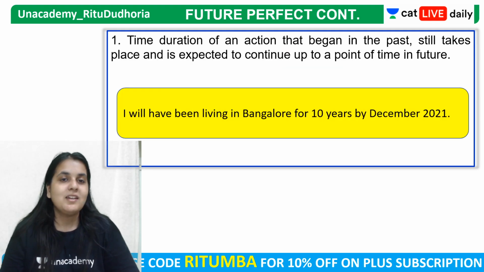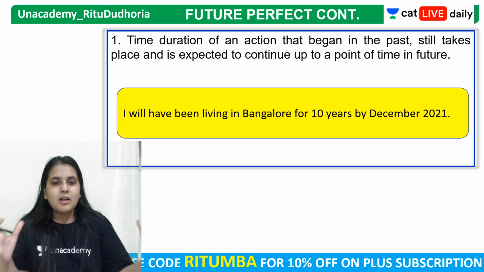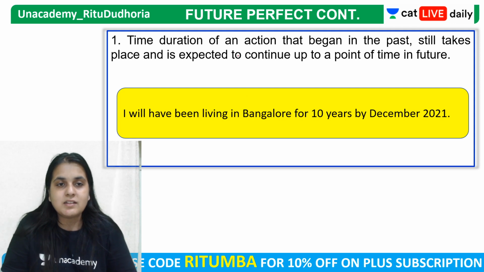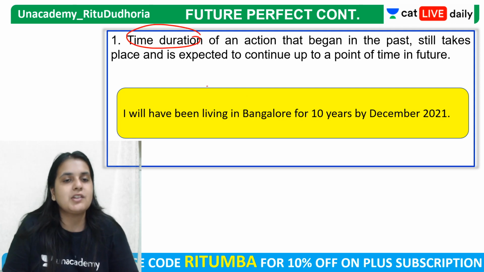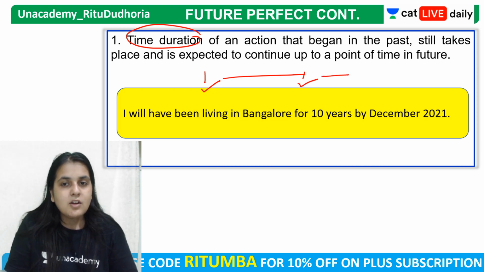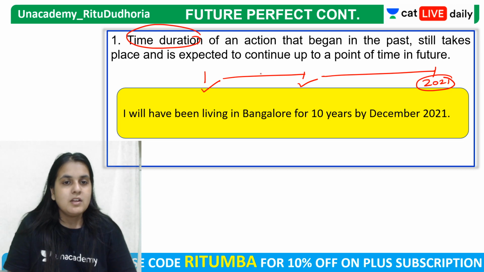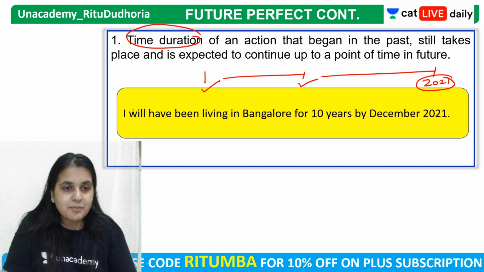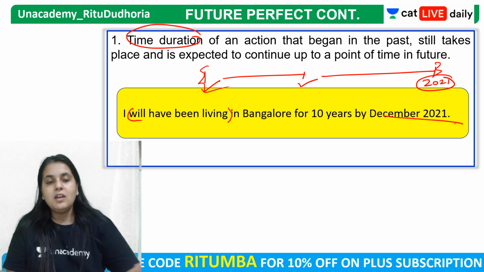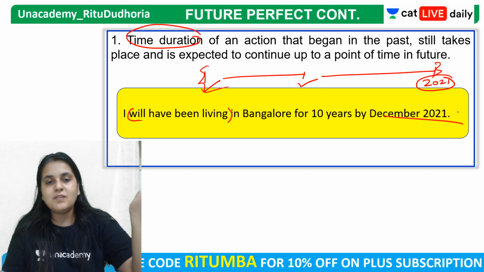Okay, last one. Future perfect continuous. हम लोग बोलते हैं ना guys, landmark events in our life. So this is that. To express the time duration of an action. जो हो रहा था, हो रहा है और होता रहेगा at least till a specific point of time. So I will have been living in Bangalore for a total duration for 10 years by December 2021. I will have been working with this company for 20 years by January next year.